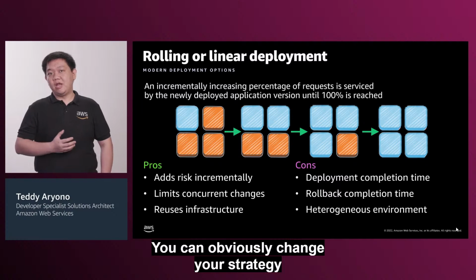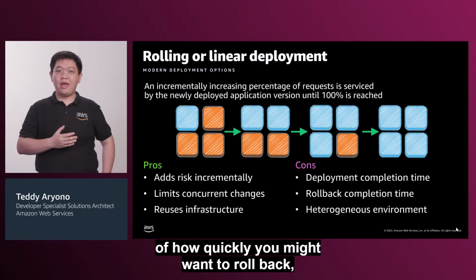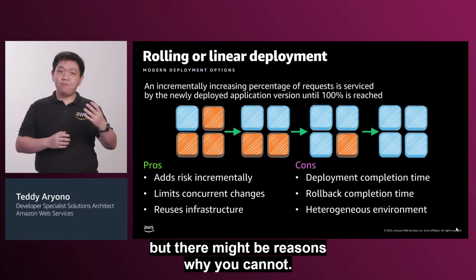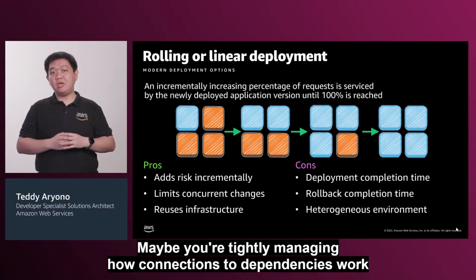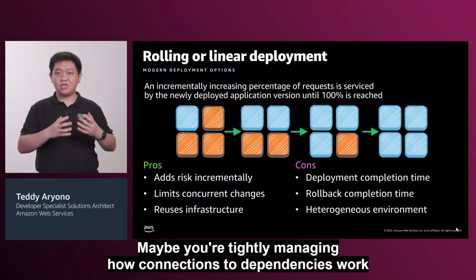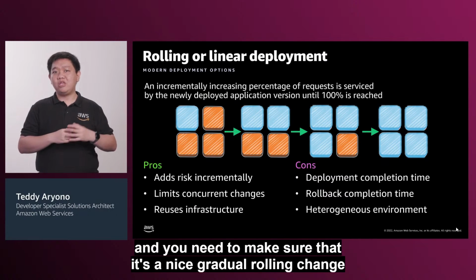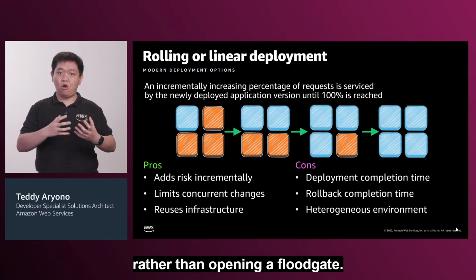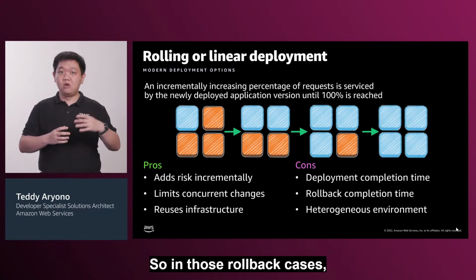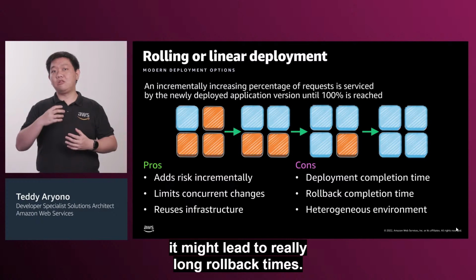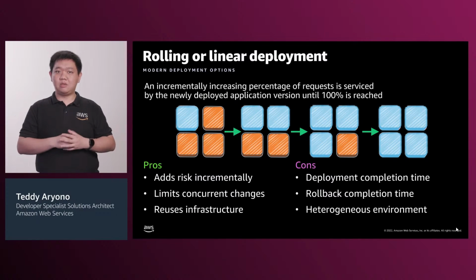You can obviously change your strategy of how quickly you might want to roll back, but there might be reasons why you cannot. Maybe you're tightly managing how connections to dependencies work, and you need to make sure that it's a nice gradual rolling change rather than opening a floodgate. So in those cases, it might lead to really long rollback times.